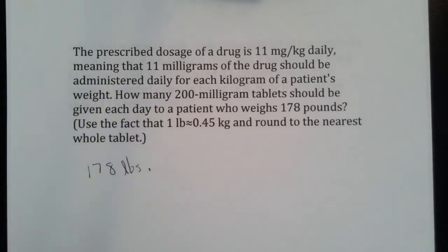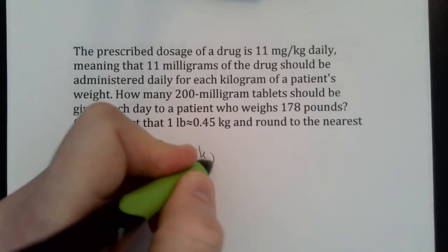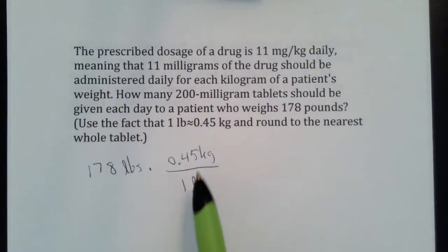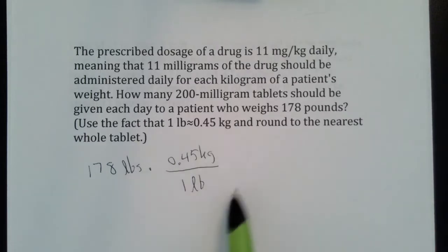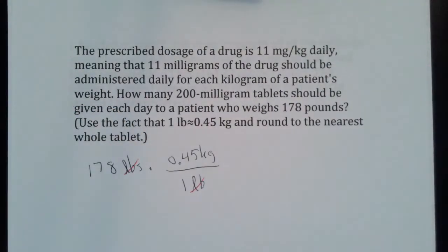So here's our patient's weight in pounds. If I want to change this to kilograms, I use the fact that 1 pound and 0.45 kilograms are the same. So multiplying by 0.45 kilograms over 1 pound is the same as multiplying by 1. It just changes my units. So after this multiplication, I'll have the patient's weight in kilograms.